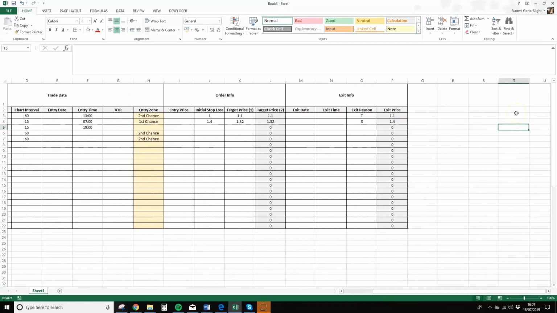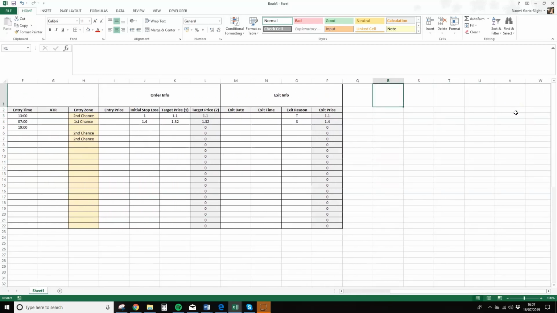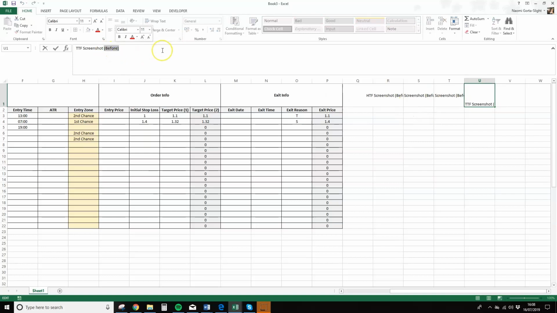Now, the last thing is your screenshots. Again, this is the one part of the spreadsheet. There's going to be a lot more screenshots to come. I actually call this, because I need my high time frame screenshot before, and then my trading time frame screenshot before, whoops, and then we're going to do the same but for after. So then just change these.